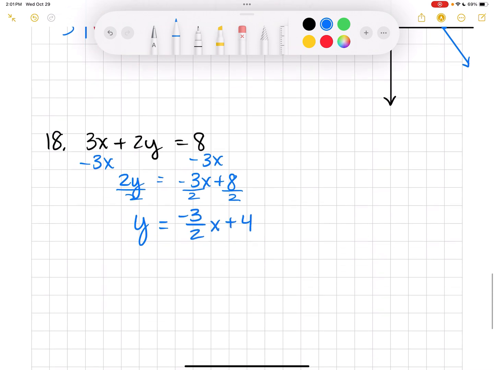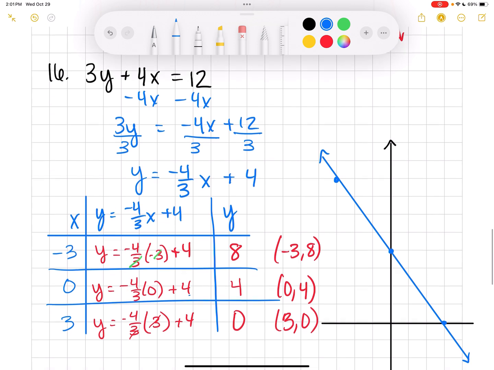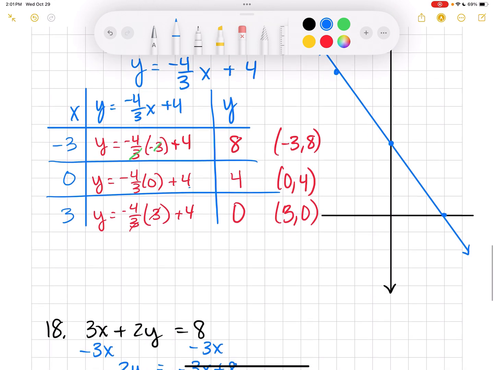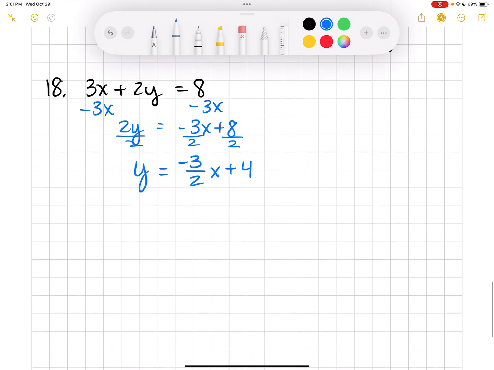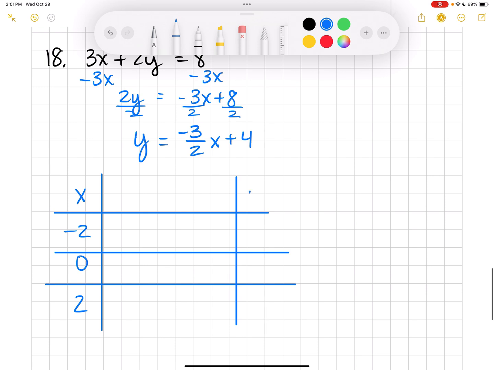Now, just like with the last one, I used multiples of 3 in my table. What do you think I should use since yet again I have a fraction? Use 2. Multiples of 2. So which numbers do you want to use? -2, 0, and 2. So I choose the easiest numbers. Most of the time, it's -1, 0, and 1. However, when you have fractions, those are not typically the easiest numbers, so that's the time we choose something different.